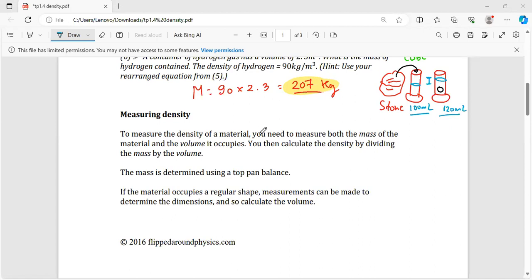To measure the density of material, you need to measure both the mass of the material and the volume it occupies. You then calculate the density by dividing the mass by its volume. The mass is determined using a top pan balance or triple beam balance. If the material has a regular shape, measurements can be made, you determine the dimensions, and so calculate the volume. If the material has an irregular shape, you have to use this method.